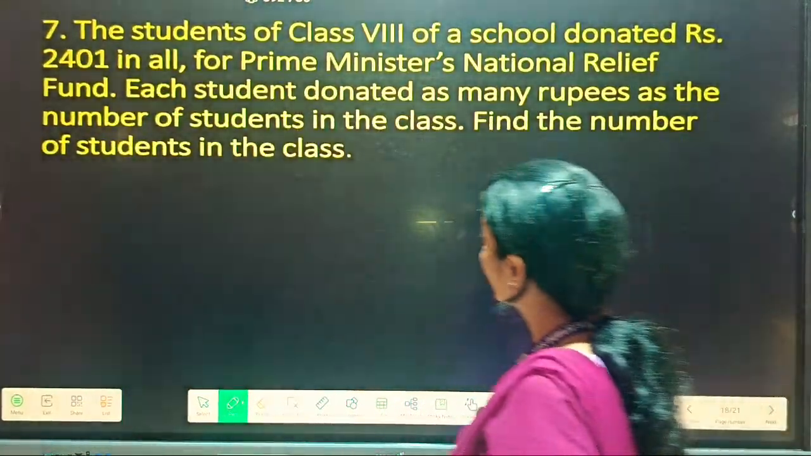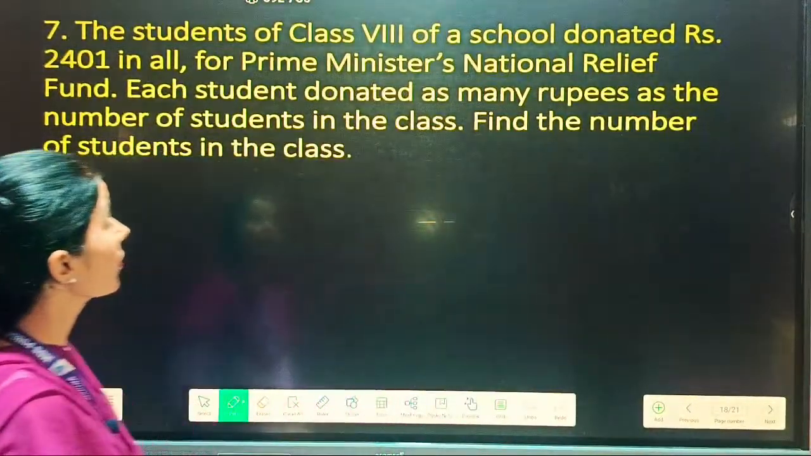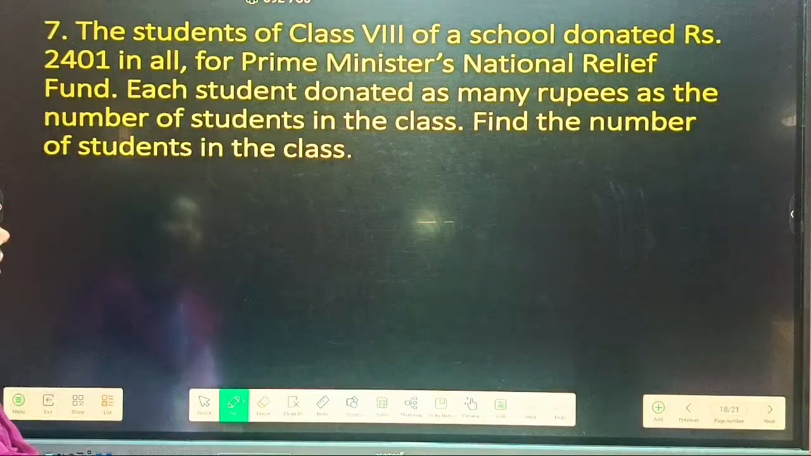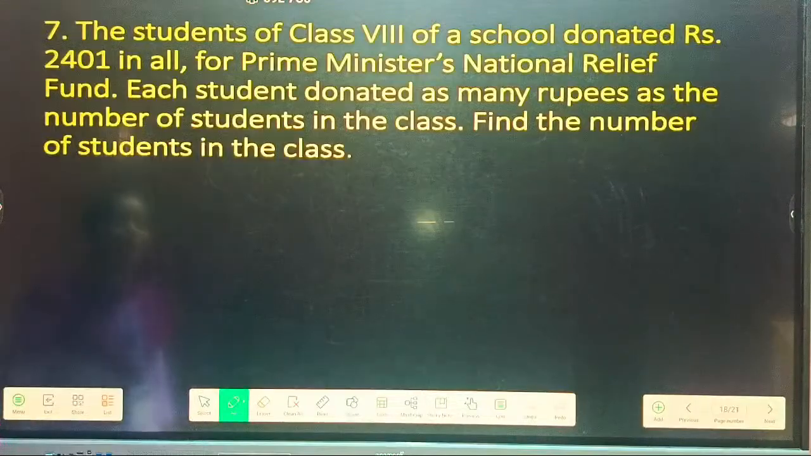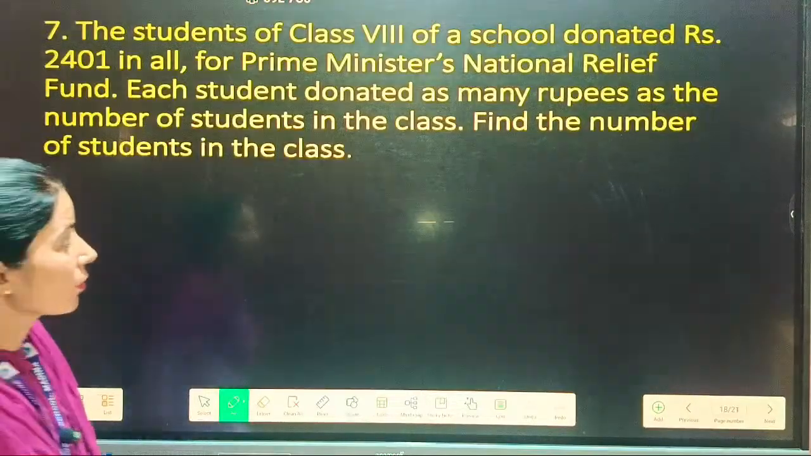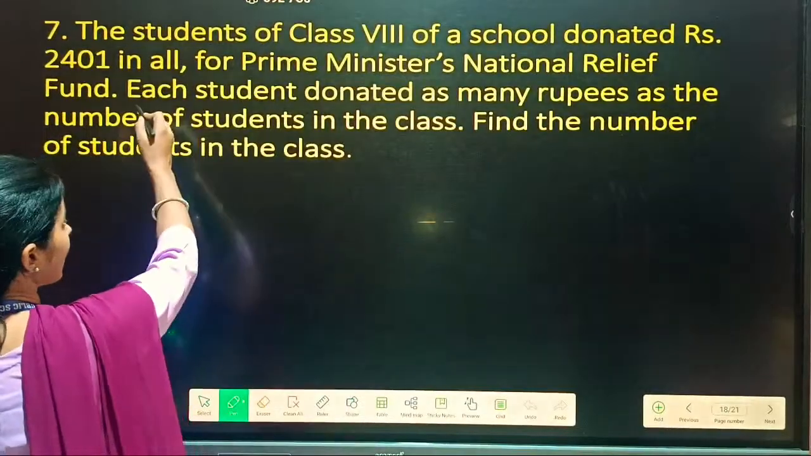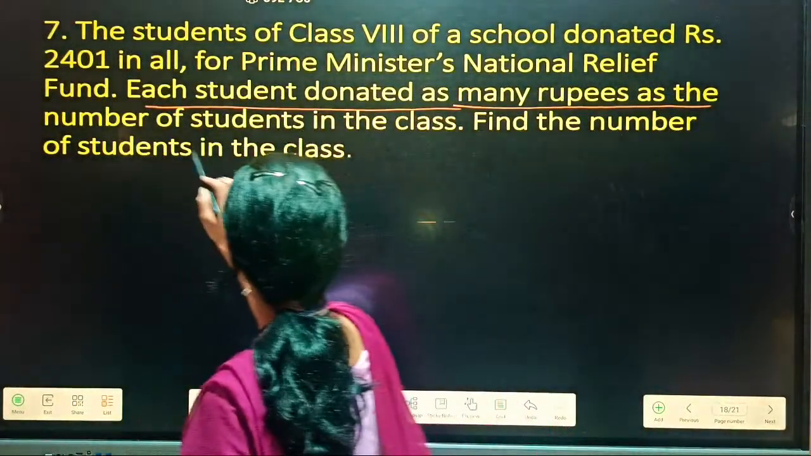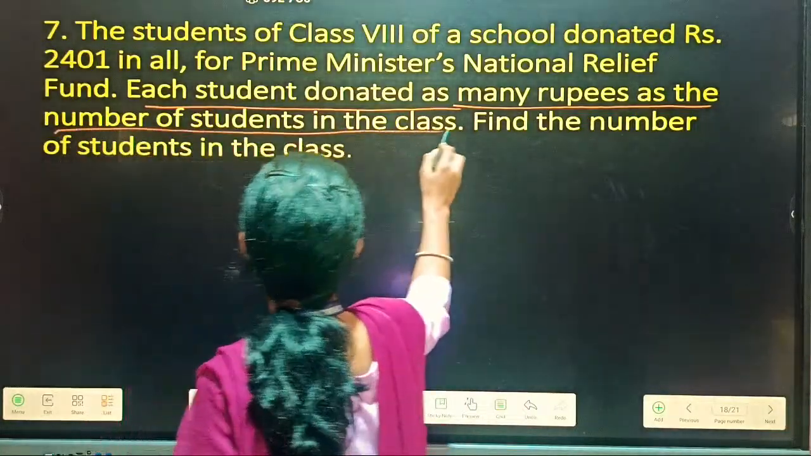Next is: the students of class 8 of a school donate rupees 2401 in a whole for the Prime Minister's National Relief Fund. Each student donated as many rupees as the number of students in the class. Okay, what is this statement? Each student donated as many rupees as the number of students in the class.